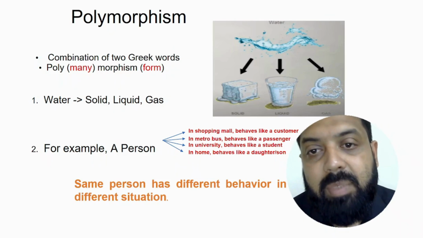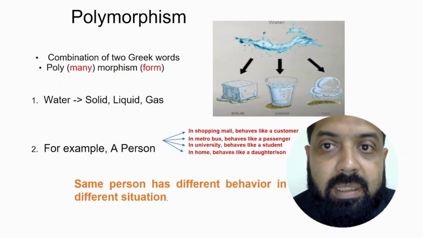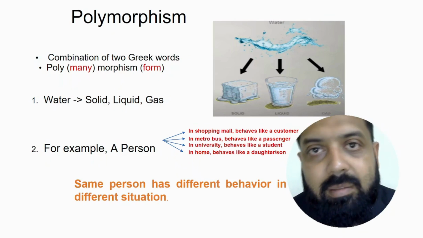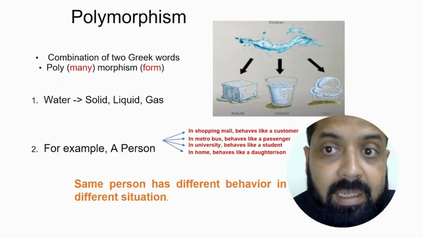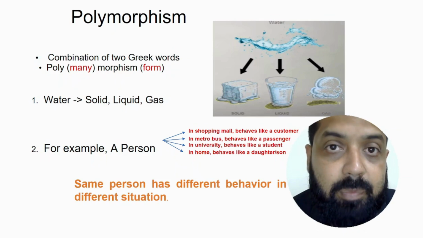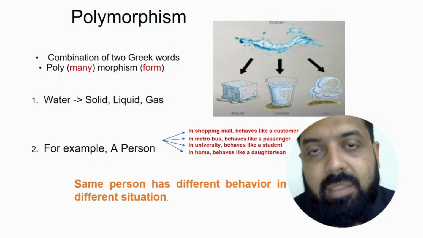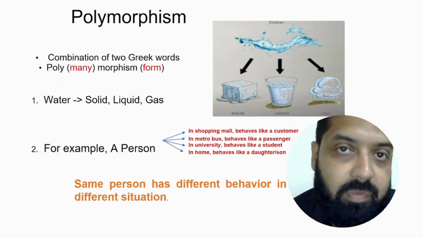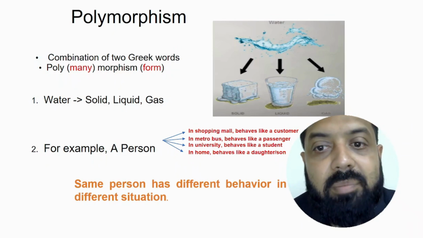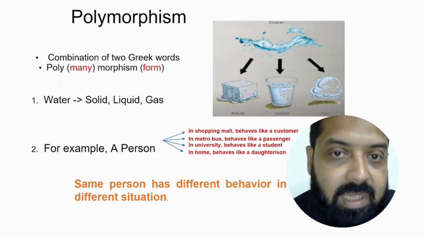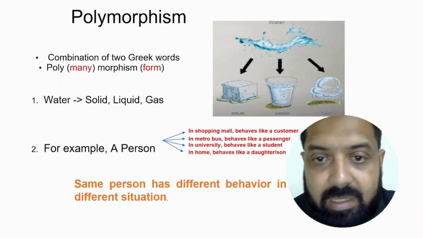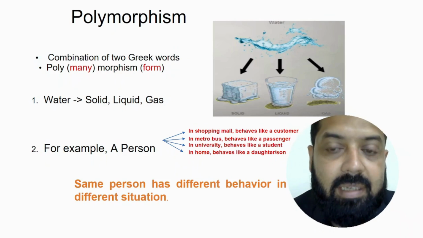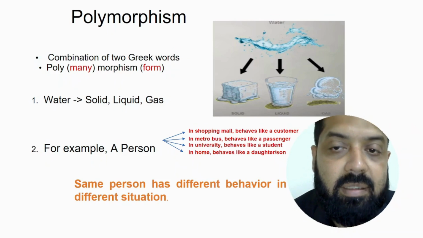If we take a real-life example, water is a single entity that can have multiple forms. Water can exist in the solid state, the liquid state, and the gas state. So one object can have multiple forms. Similarly, a person is an entity and a person class can have multiple forms. For example, a person in a shopping mall behaves like a customer. In a metro bus, they behave like a passenger. In university, a person behaves like a student, and at home, a person behaves like a son or daughter. So one person can have multiple forms in real life scenarios.